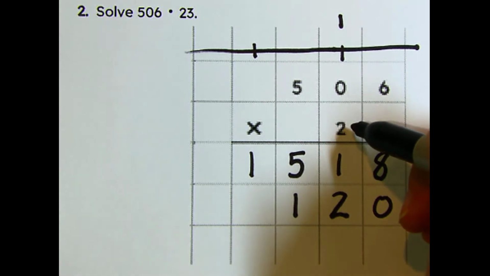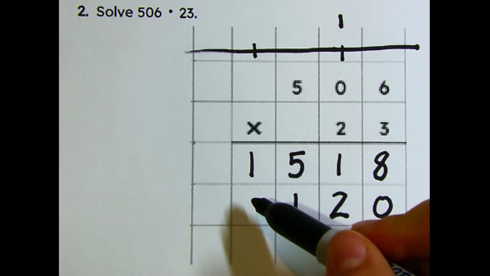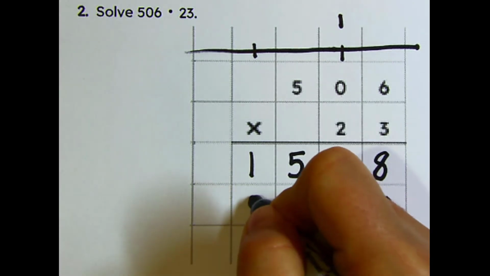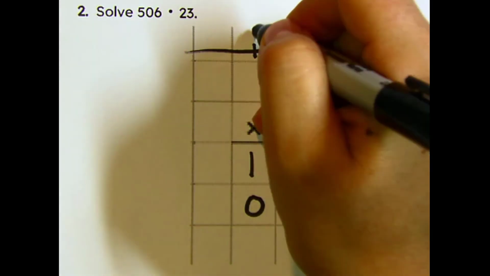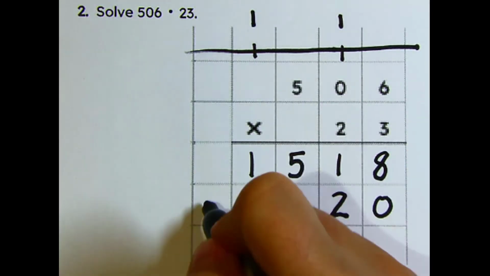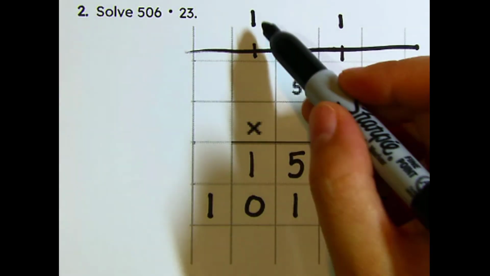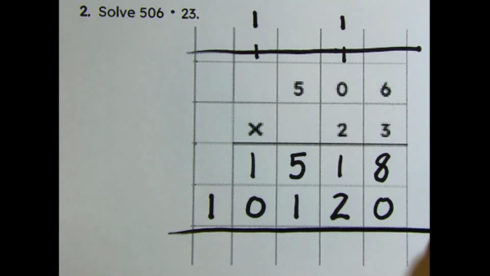And then tens times hundreds is thousands. 2 times 5 is 10, so that's 10,000, which would give me a 0 in the thousands position. I would regroup that 1. It ends up coming down because I have 2 times nothing there. So plus that 1, I have a 1 in the 10,000s position.